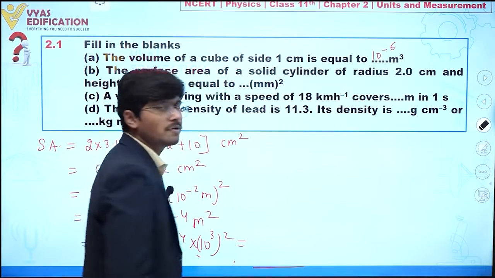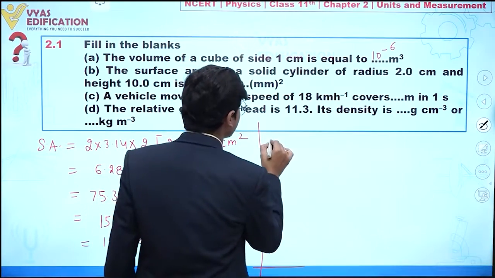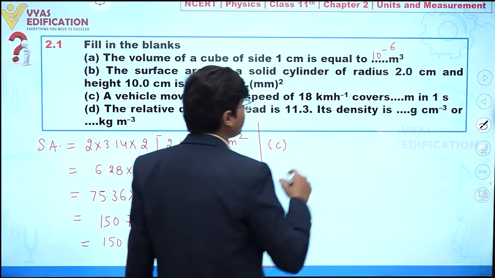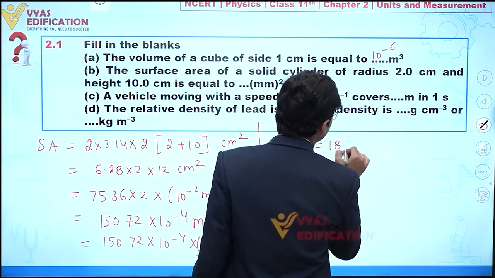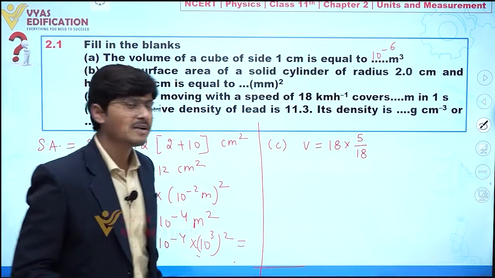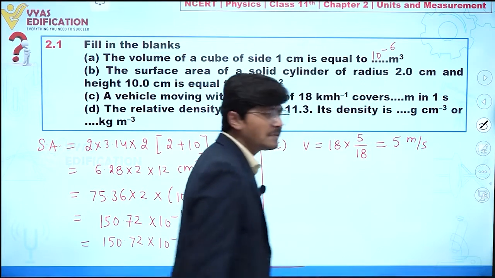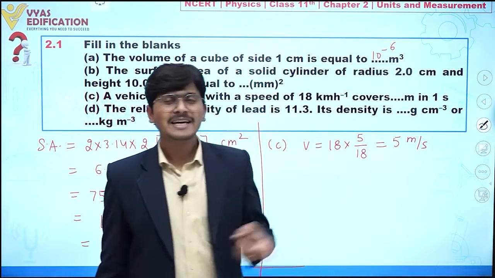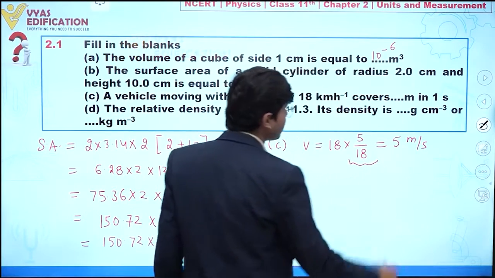Clear to you? So directly we can say, actually this is a very easy question. A vehicle moving with a speed of 18 km per hour covers, so we can say speed, this is 18 km per hour. We can convert into meter per second and we have to multiply it with 5 by 18 and we can say this is 5 meter per second. It means I can say the vehicle is covering a distance of 5 meter in 1 second. Clear to everyone?